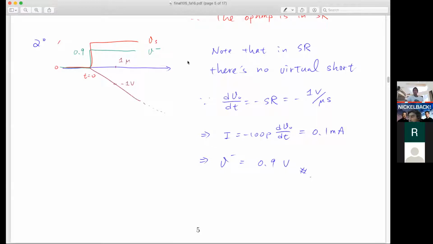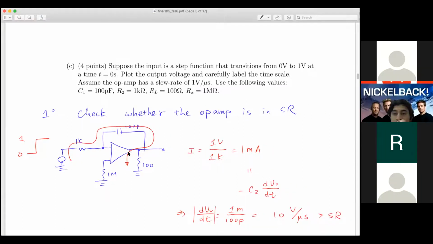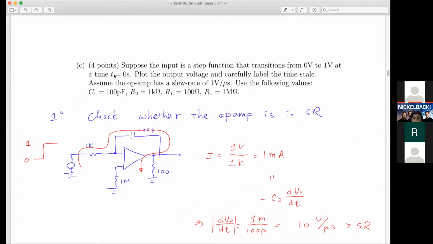One question about the op-amp setup at the top. Why doesn't the current go through RL? Yeah, the current will go through RL, but because the output impedance is 0, we don't need to care about RL. So it's like an ideal op-amp sort of situation? Yeah, because this question still assumes an ideal op-amp, except for one non-ideality: the slew rate is limited. So it still has infinite gain, infinite input resistance, and 0 output resistance. Okay, thank you.